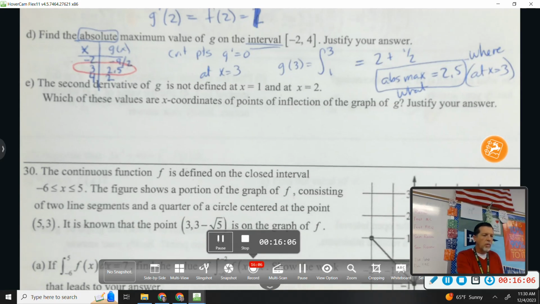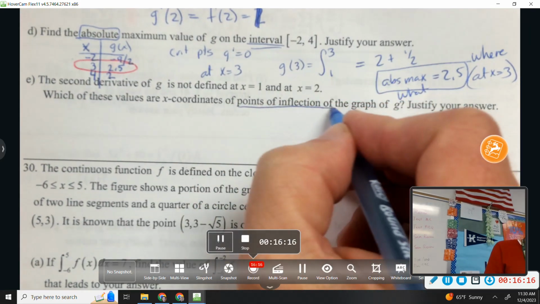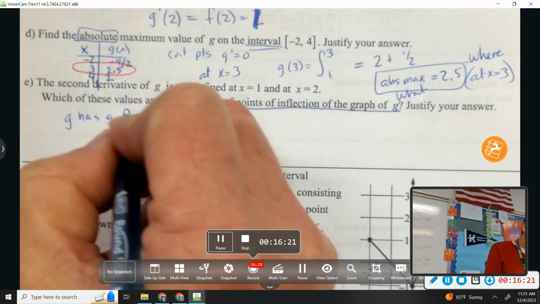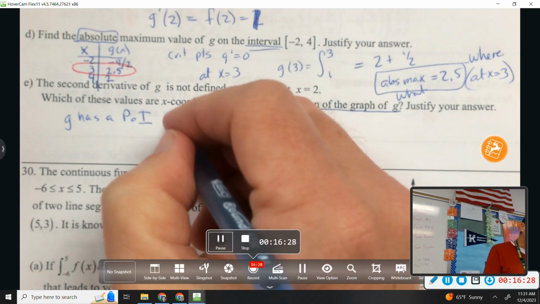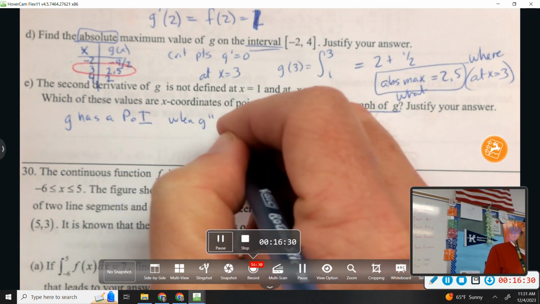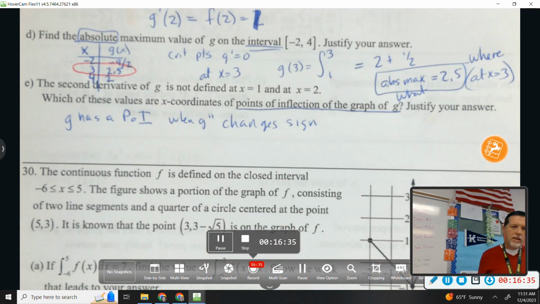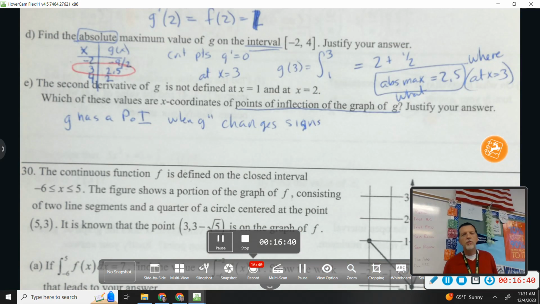All right, part E. The second derivative of g is not defined at x equals 1 and x equals 2. Which of these values are x-coordinates of points of inflection of the graph of g? Okay, point of inflection. G has a point of inflection when g double prime changes signs.